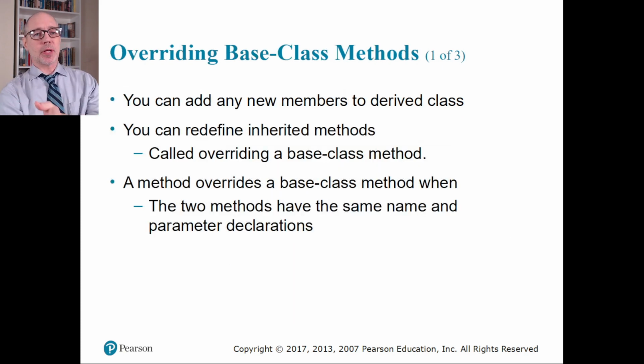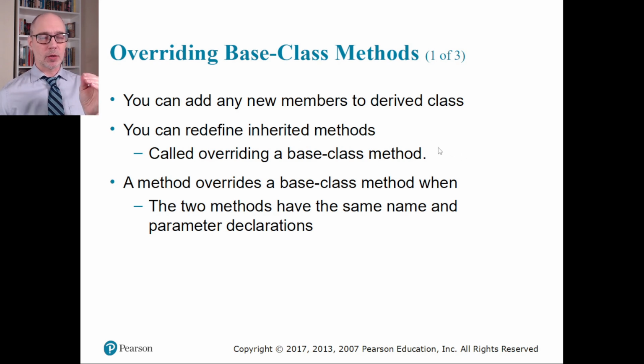Now, what else can you do when you're setting up a class hierarchy with inheritance? Well, you can add any new members you want to the derived class. You can add as many member data fields like that color as you want. You can add other new functions like that get color, as many things as you want. You can also redefine how the inherited methods work.